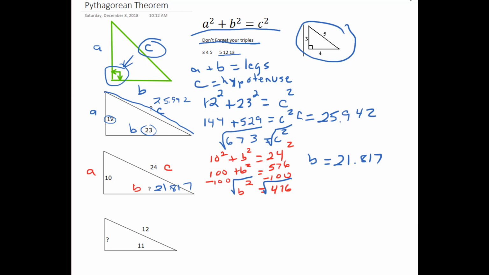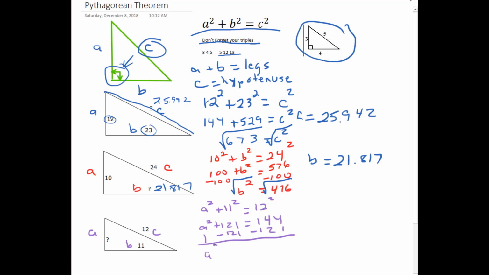Let's try it again one more time. Here we have a, we have b, and we have c. A, we don't know what it is, so that's a squared plus b, which is 11, so we'll do 11 squared, equals c, which is 12, and we will square that as well. We can't do anything with the a just yet, so a squared plus 121 equals 144. Now I have to subtract 121 from this side, and if I do it to one side, I have to do it to the other, and that's going to give me, I'll bring down my a squared, equals 23.